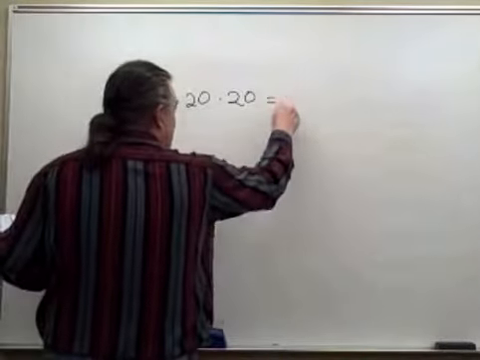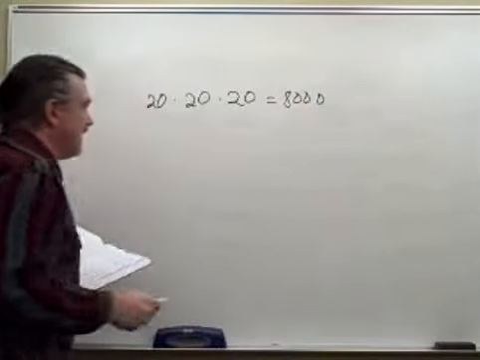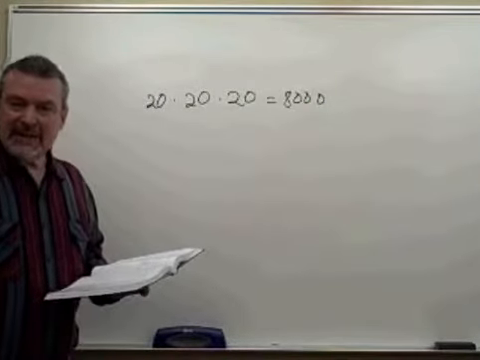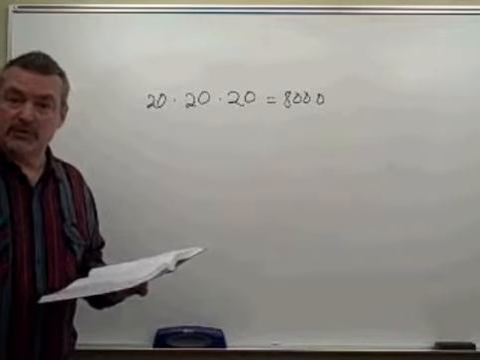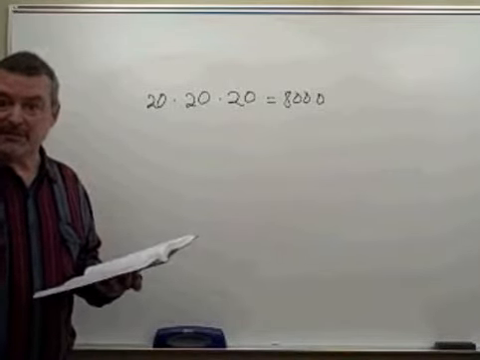So the number of different ways would be 8,000. There are 8,000 different ways you could award those 3 prizes if you allow one person to win more than one prize, if repetition is allowed.